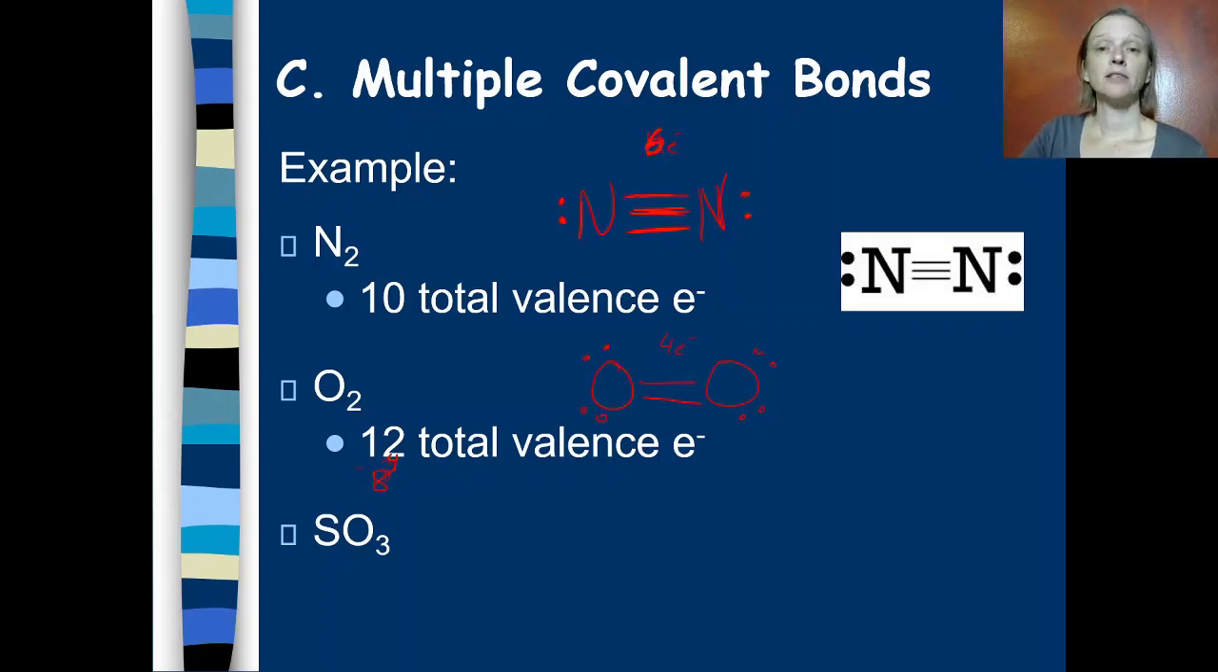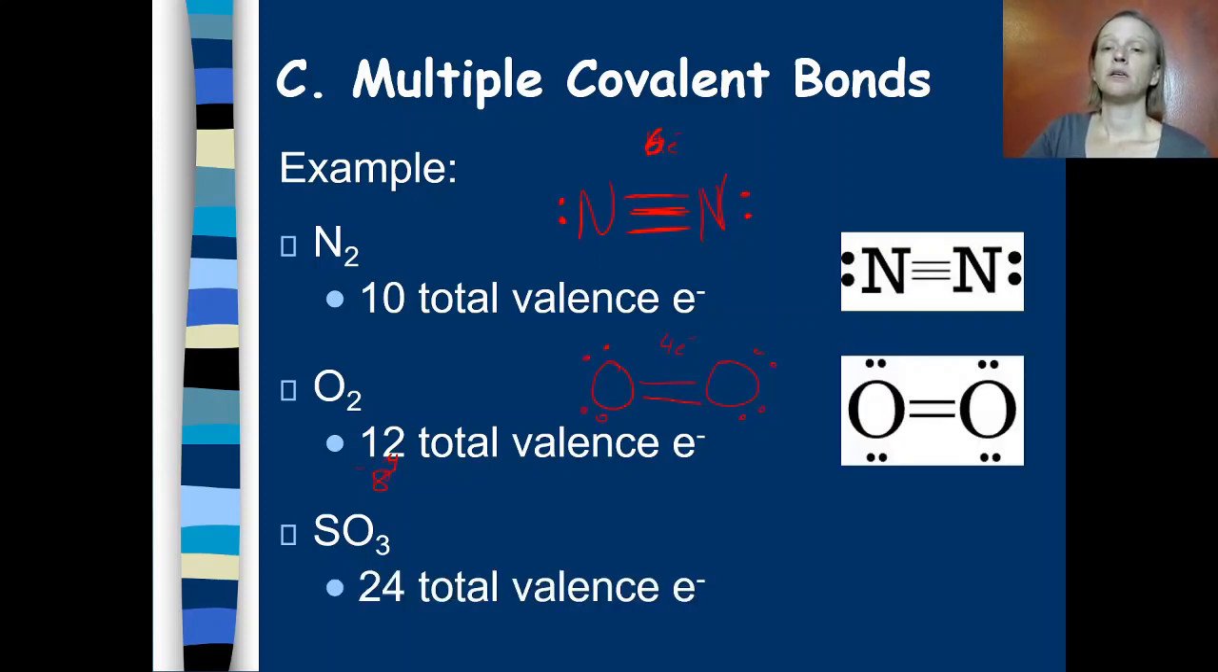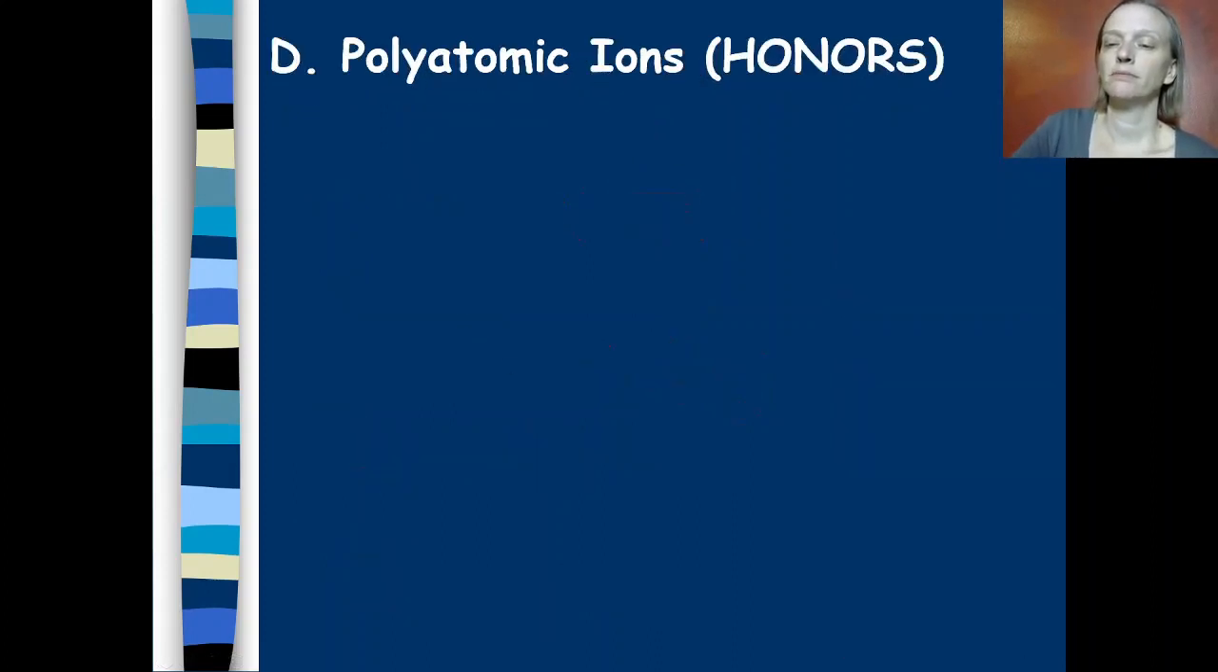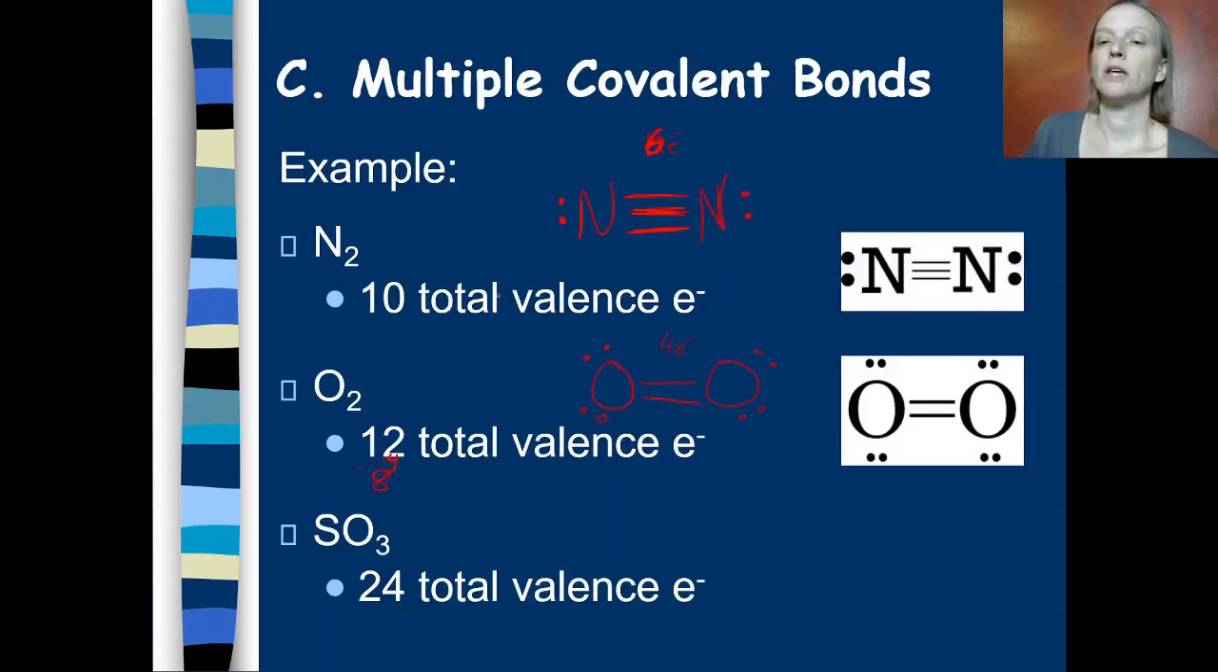For sulfur trioxide, sulfur trioxide has 24 total valence electrons, 6 from sulfur, 6 from each of the 3 oxygens. So when I start to place this, I put sulfur in the middle, oxygens around the outside, and I start by just drawing the minimum number of bonds needed to connect all the atoms together.